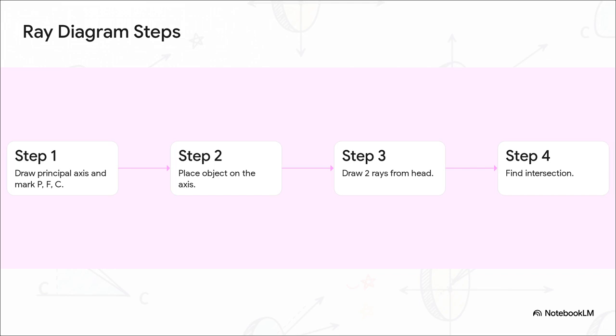Usually we just draw an upright arrow resting on that axis. Step 3, from the very top tip of that arrow, draw 2 rays using the traffic laws we just nailed down. Like maybe one parallel ray that bounces through the focus, and one ray through the focus that bounces parallel. Step 4, find exactly where those 2 reflected rays cross paths. That little intersection point, that is exactly where the top of your image is going to form.